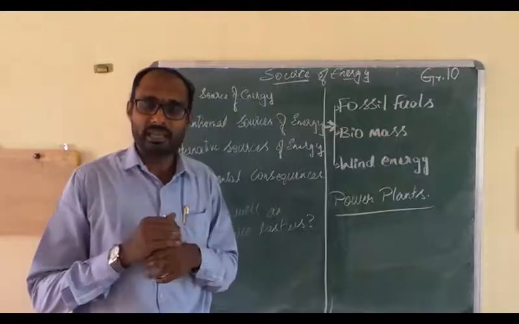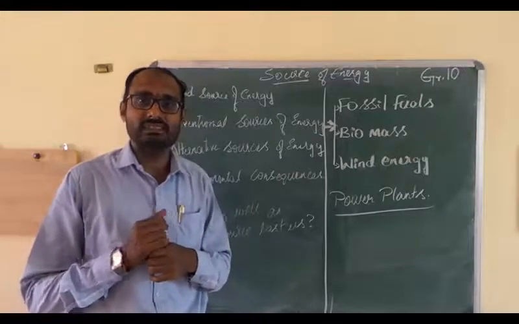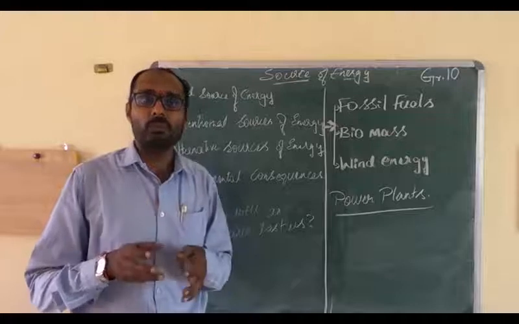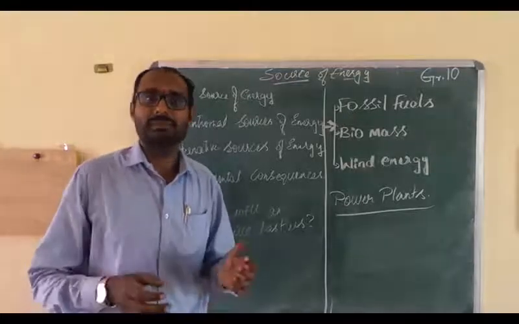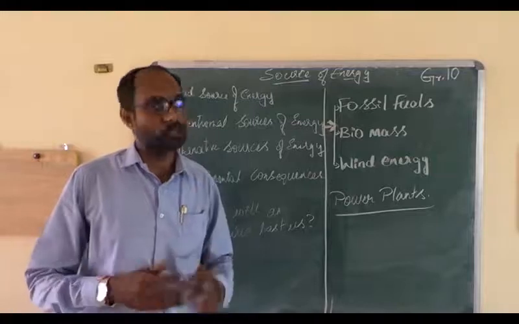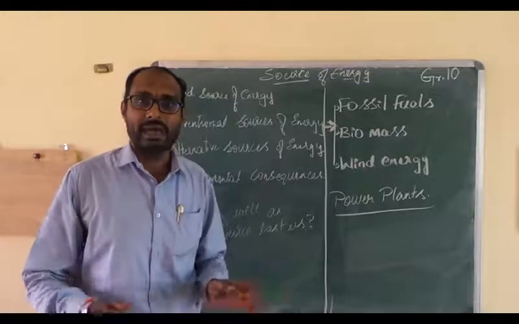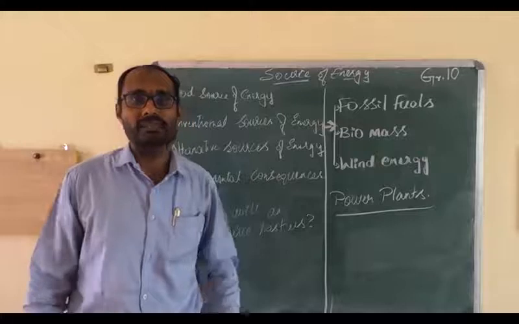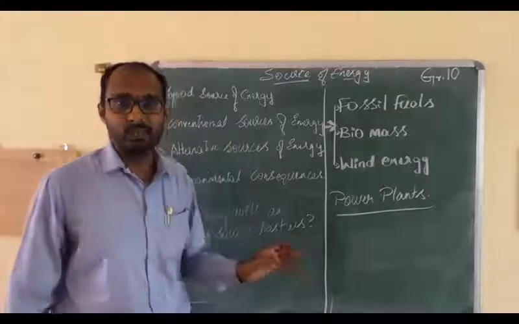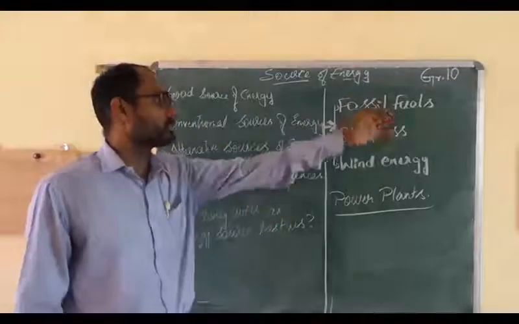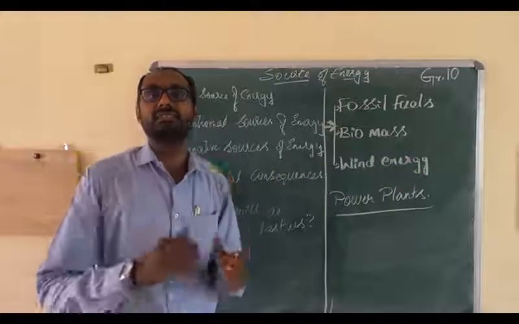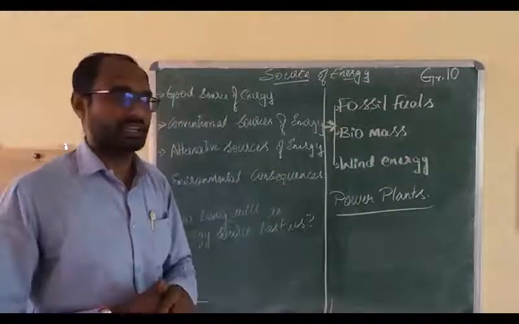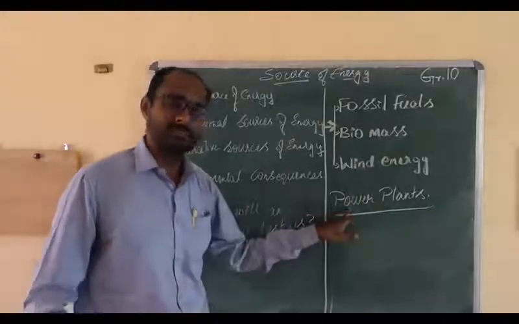The ultimate aim of us is to produce a form of energy which is versatile. Versatile means something which can be used in more than one way. And the most versatile form of energy is electrical energy. So what we do, we use these fossil fuels or wind energy to produce electricity. And this electricity is produced in power plants.